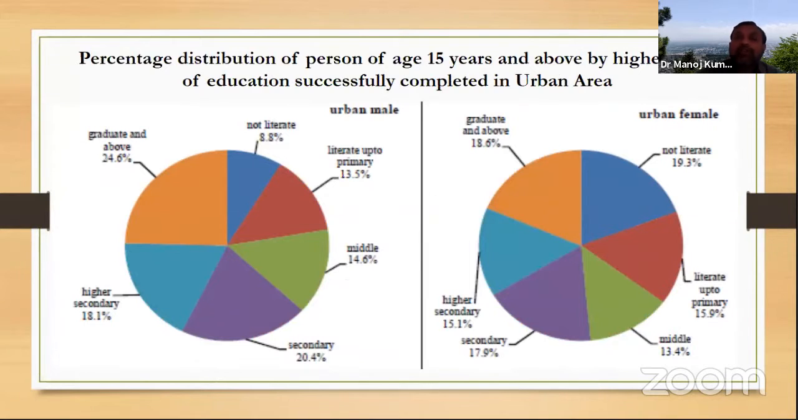In urban areas also, the data is quite promising. This is the census data for people aged 15 years and above. You see that still more than 19% of the females are illiterate. And in the urban area, the male illiteracy rate is also around 8.8%.